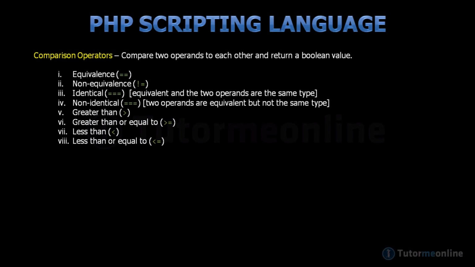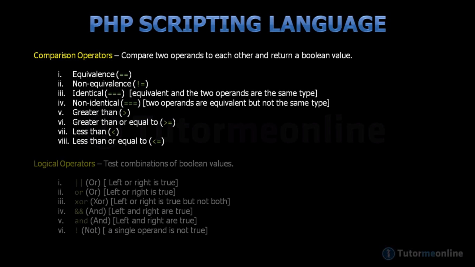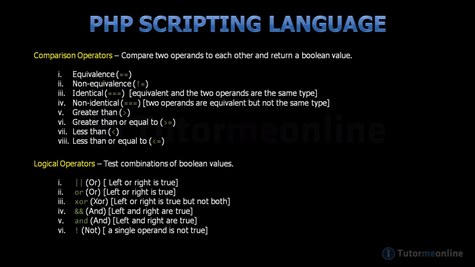Then we have the comparison operators, which are used to compare two operands to each other. They then return a Boolean value, which is then either true or false. We have logical operators. Now these test combinations of Boolean values.